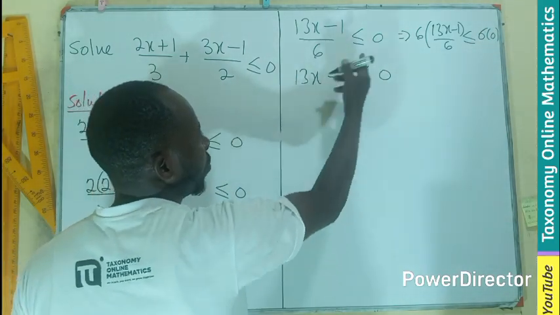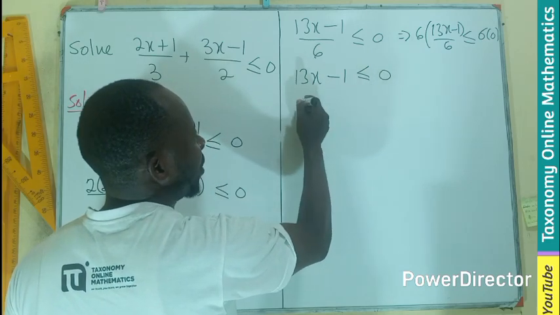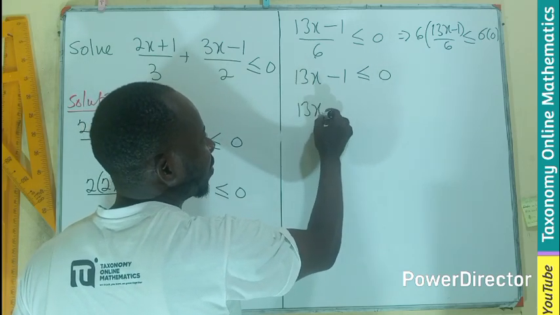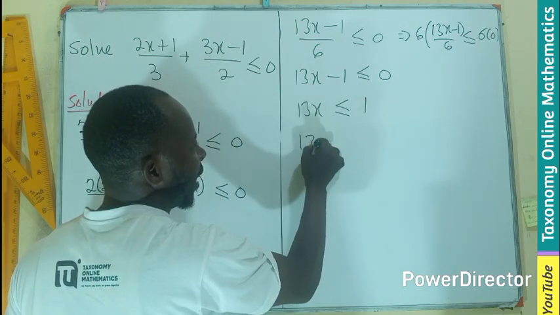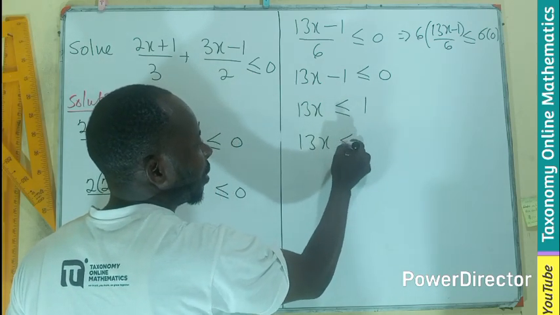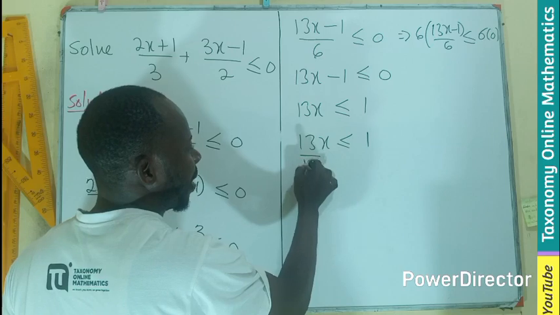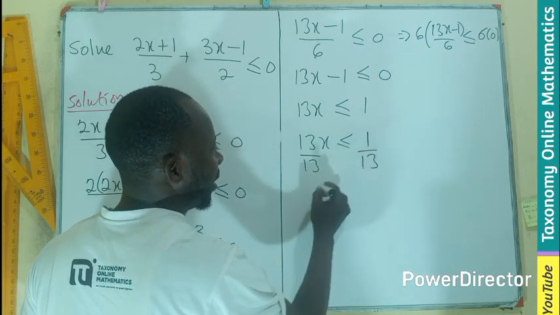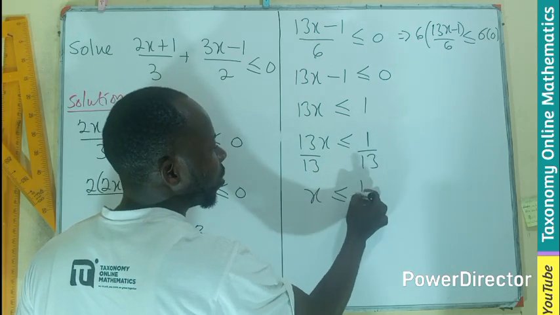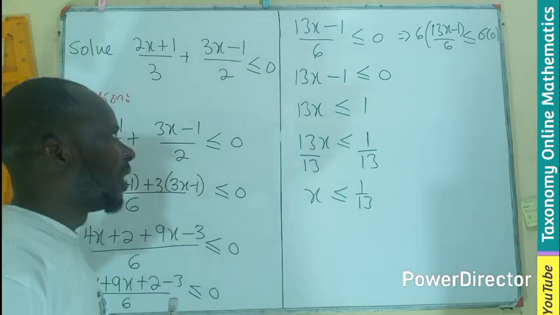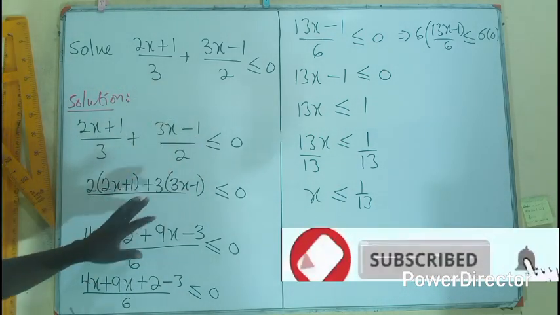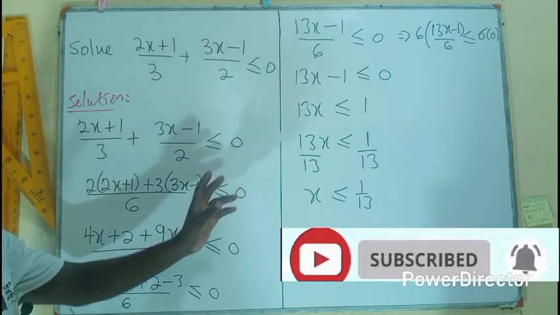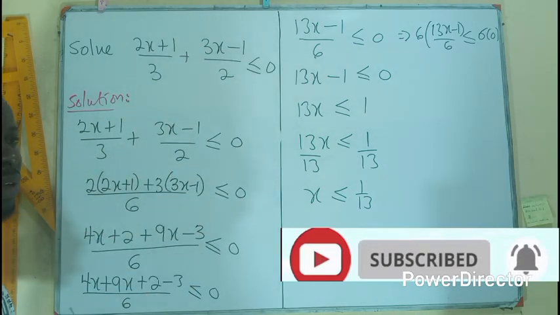So now this will transpose to that place. So this will be giving you 13x less or equal to what? 1. So 13x less or equal to 1. We divide by 13 by 13. x will be less or equal to what? 1 on 13. So this is making the left being a single fraction before we transpose into that space.